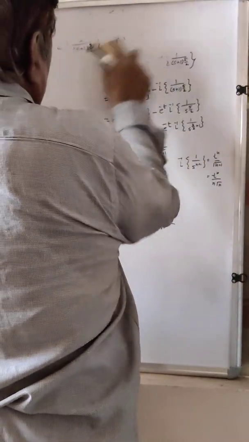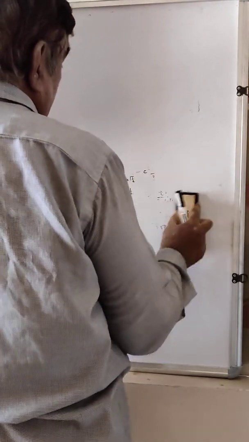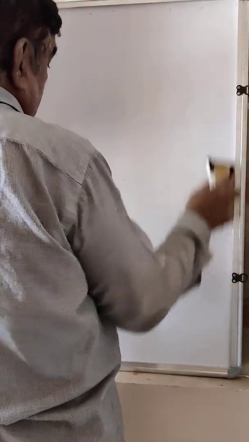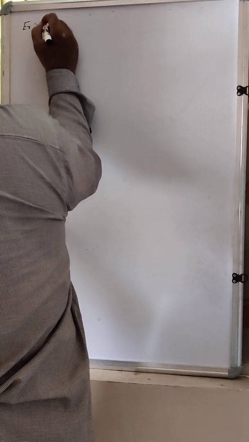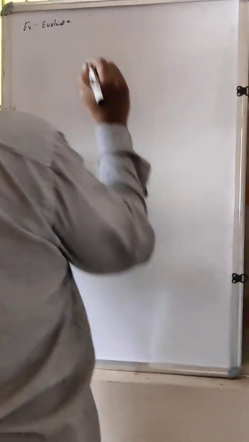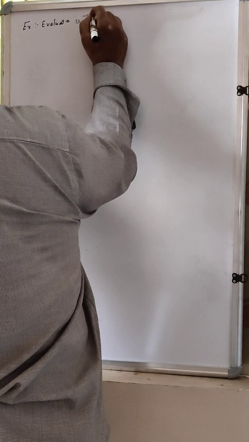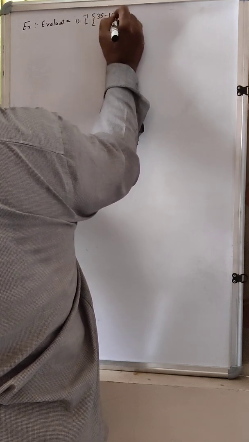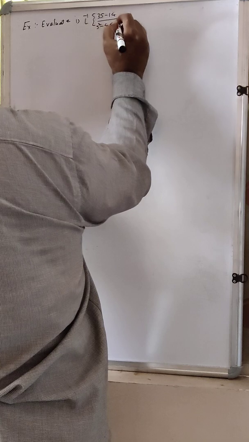Next, evaluate: first, the Laplace inverse of (3s minus 14) upon (s square minus 4s plus 8).